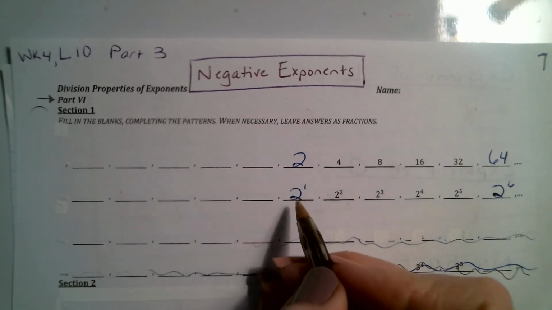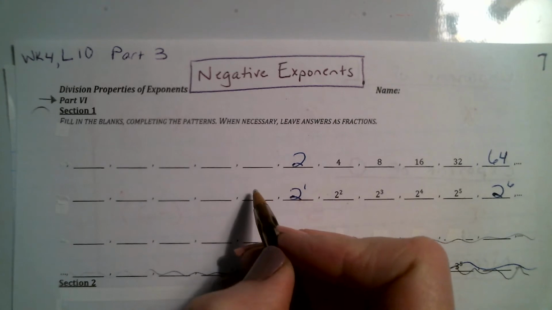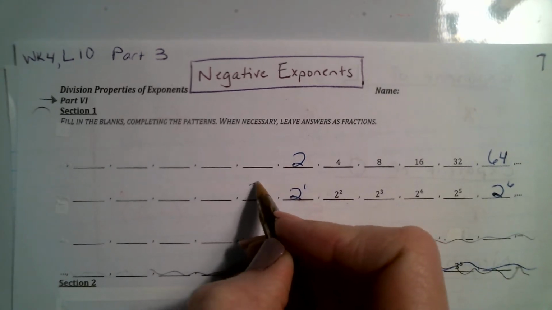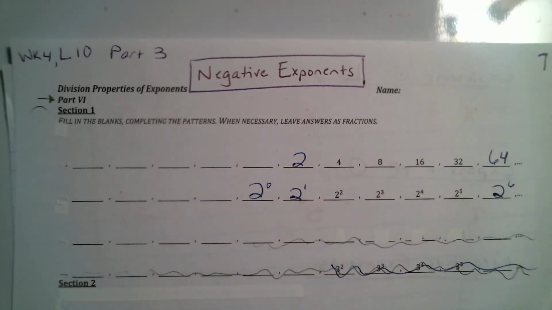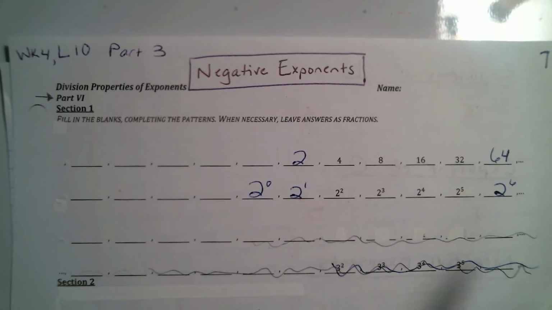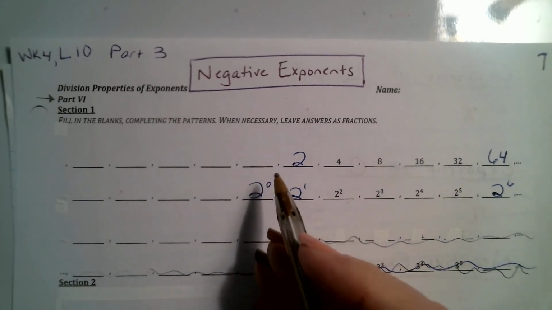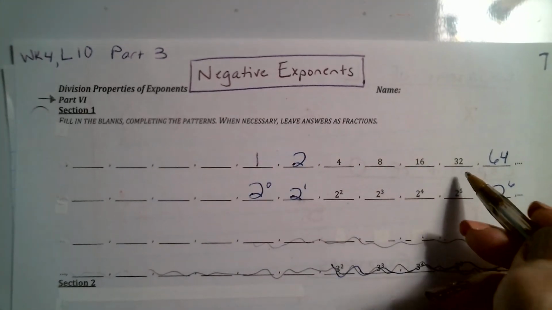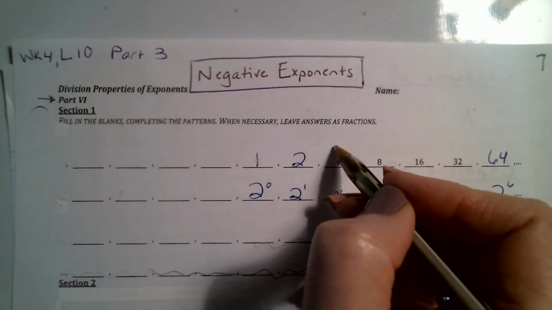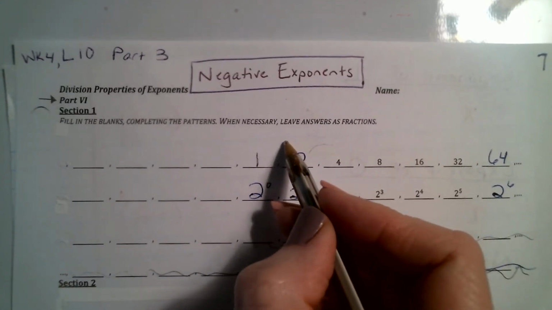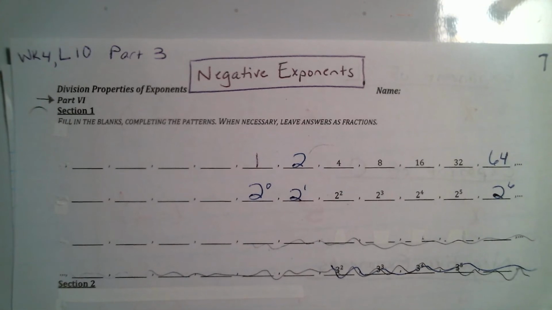Okay. Well, let's finish this going backwards here. 2 to the 0 power. Well, we just said anything to the 0 power is 1. And we can show that because we keep dividing by 2 here, don't we? 4 divided by 2 is 2. 2 divided by 2 is 1, right?